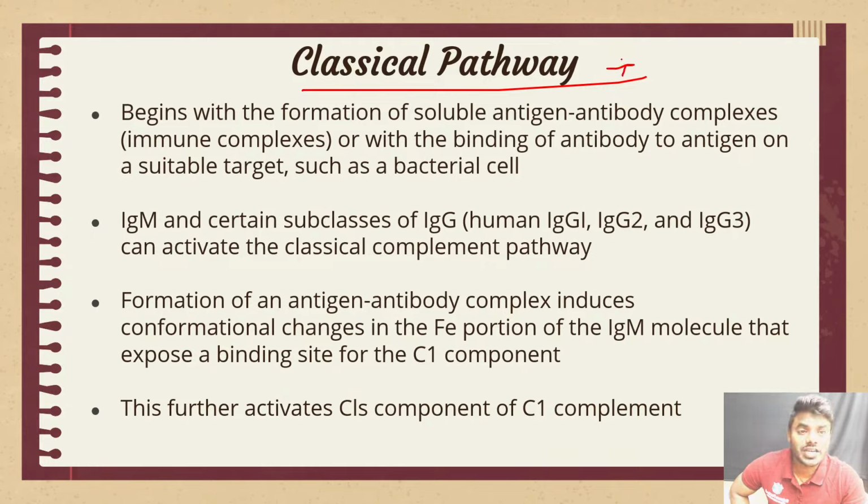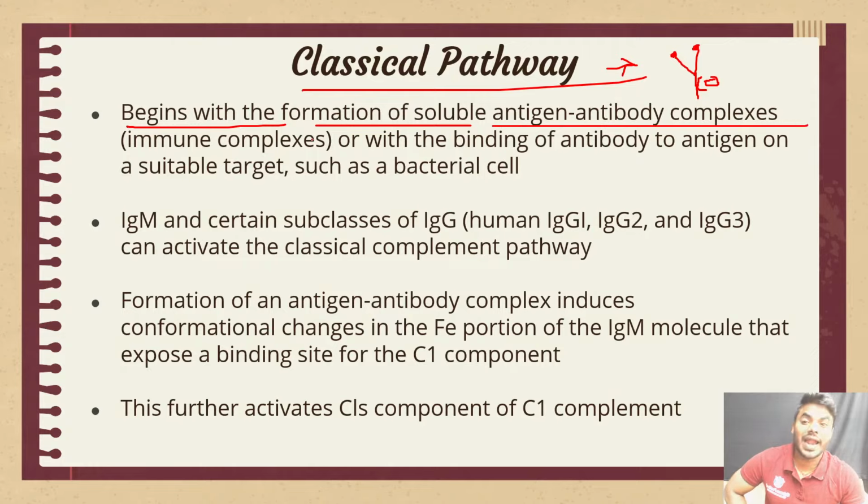One point is crystal clear. If the classical pathway wants to be started, there should compulsorily be antibody and antigen associated with each other. Then there is an expression of the FC receptor. To this FC receptor, complement molecules will be associated. Such a simple step it is. So what I mean to say, the classical pathway begins with the formation of soluble antigen antibody complexes.